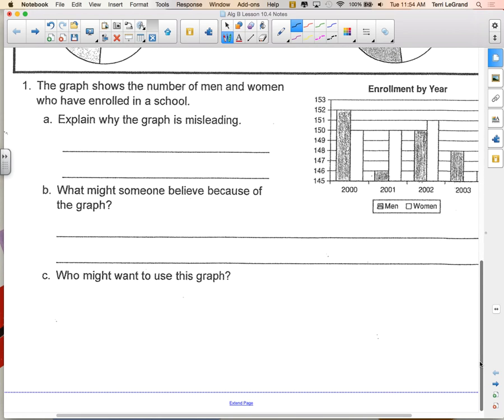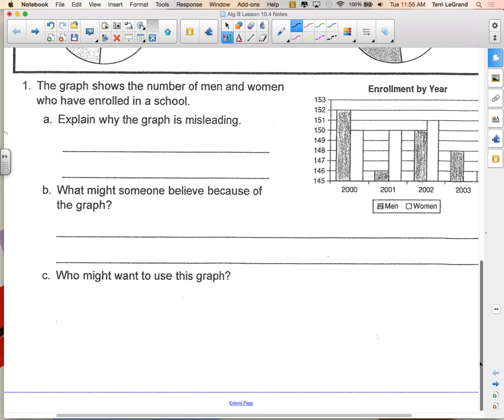The graph shows the number of men and women who have enrolled in a school. Explain why the graph is misleading. Because you don't start at 0. So everybody study that graph on your own. Study that graph. It's a double bar graph. Why is it misleading? And then when you're ready to offer an answer, just raise your hand and I'll be happy to call on you.